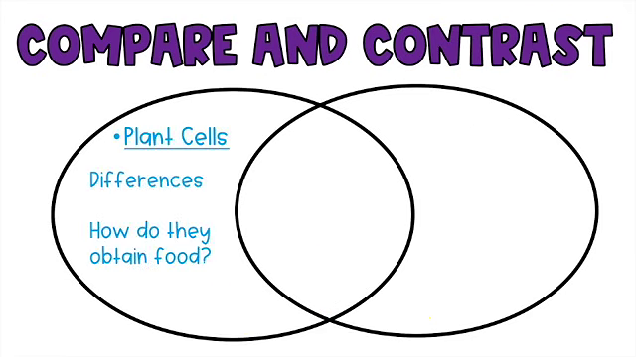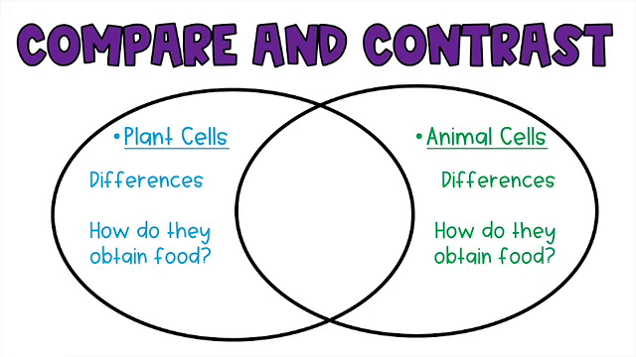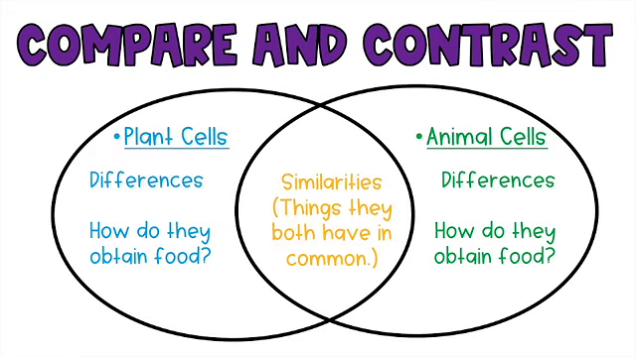Now, just to recap, for the plant cells, we're going to put their different organelles over here. I also want you to put how they obtain food, because how they obtain food is a big part of why they have those different organelles. Over to the right, we've got our animal cells. We're going to say what different organelles and structures they have and how they obtain food, because that's different from plants, which also results in those key differences in plant and animal cells. And then in the middle, we're going to put the similarities, things that they both share in common.